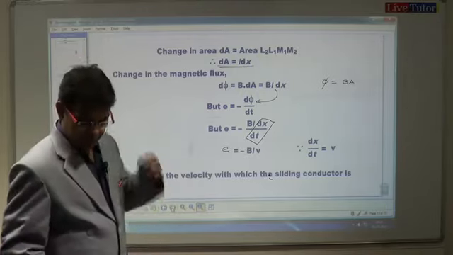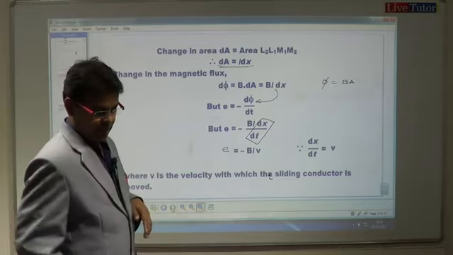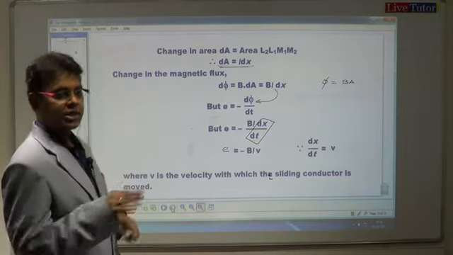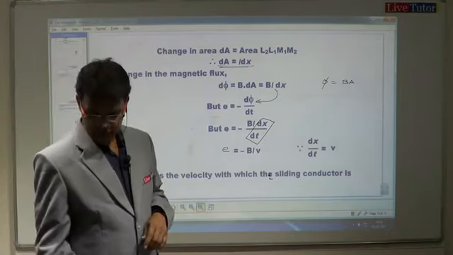The second one we'll see in detail, that is the 10-mark question. The EMF induced by changing the orientation of the coil. The next class la paapom, because you are going to write a test now.